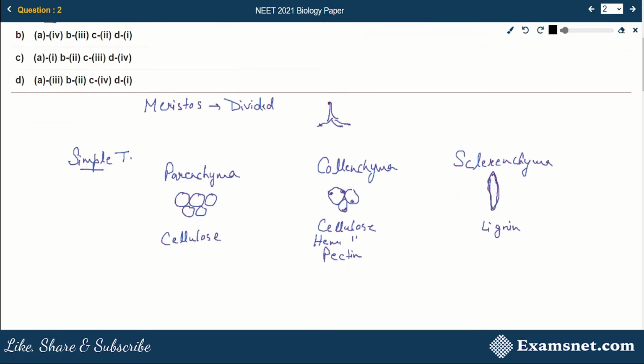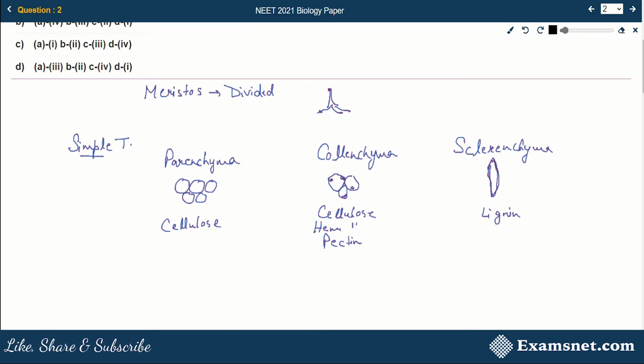Now sclerenchyma can further be classified as fibers and sclerids. Okay, out of these, sclerids are dead cells and they have very narrow lumen.